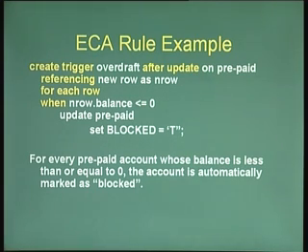So this has to be performed after update on a relation called prepaid, referencing each new row, that is the new row that was modified, as nrow. For each row that was modified, it checks whenever the balance, that is nrow dot balance attribute, is less than or equal to 0, then update that row and set the attribute blocked equal to true. That is, for every prepaid account whose balance is less than or equal to 0, the account is automatically marked as blocked as part of this trigger operation.